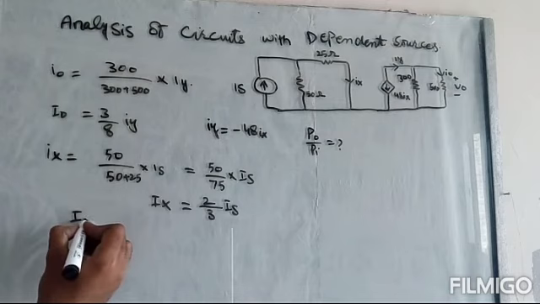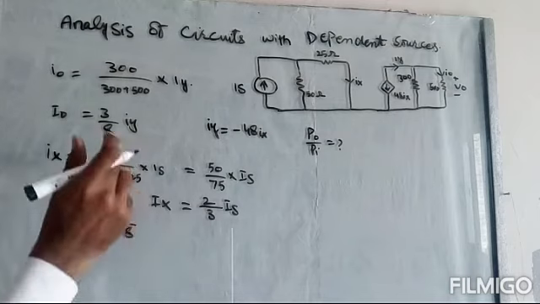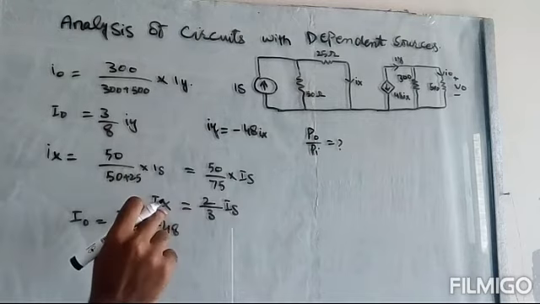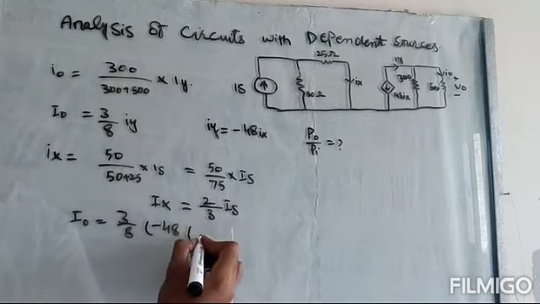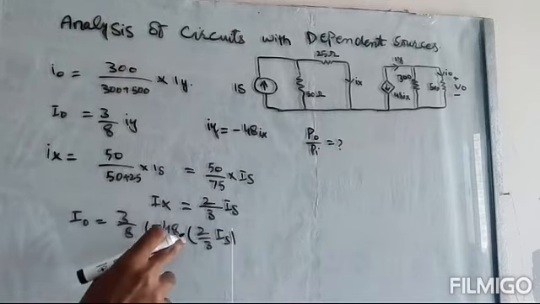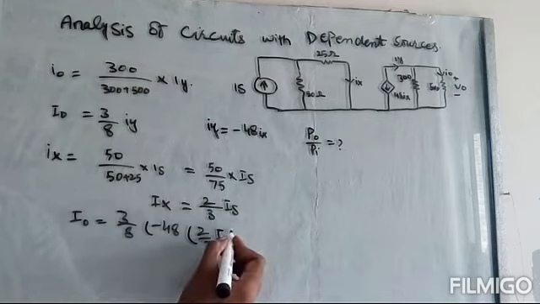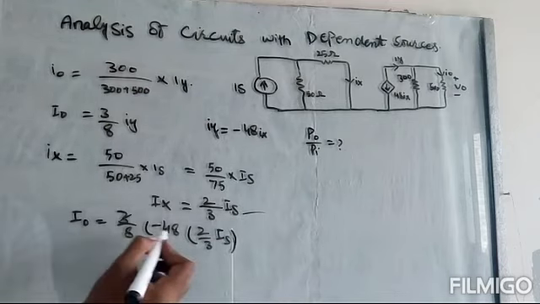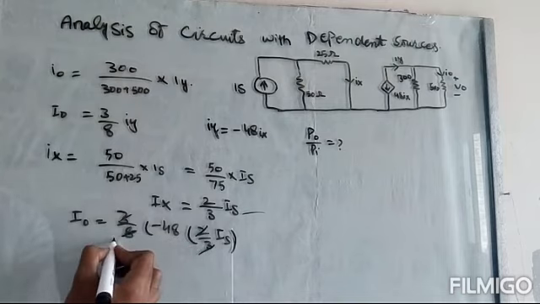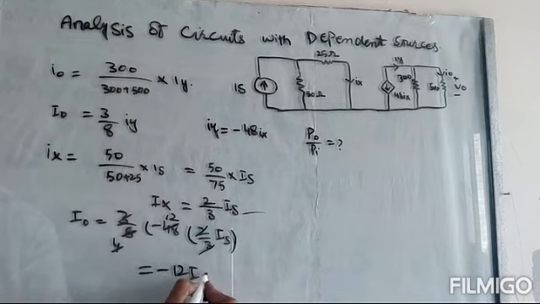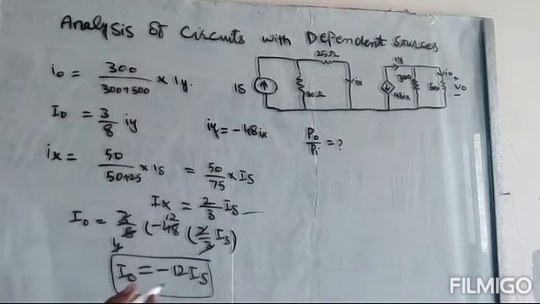I0 is equal to 3 over 8 Iy, and Iy is equal to minus 48 Ix. And Ix is equal to 2 over 3 times Is. This was minus 48 Ix, but I have replaced Ix with its value. So this 3 can be cancelled with this, 2 4 times and 4 12. So it will come minus 12 Is is equal to I0. This is the value of output current.